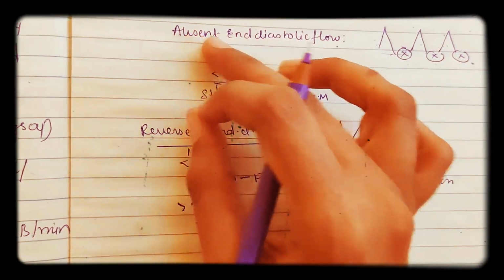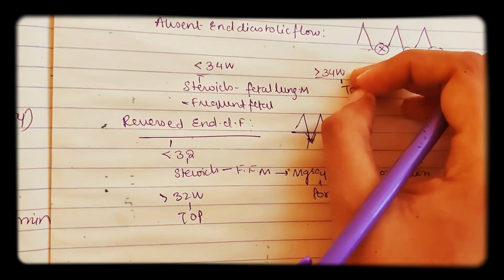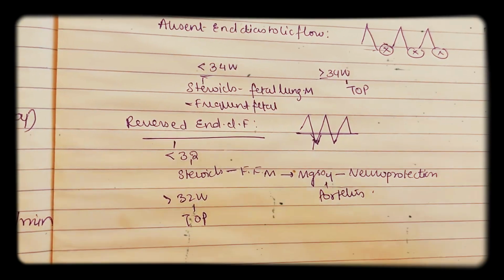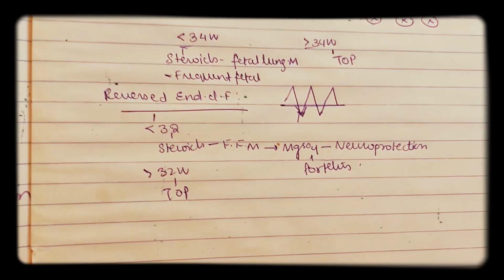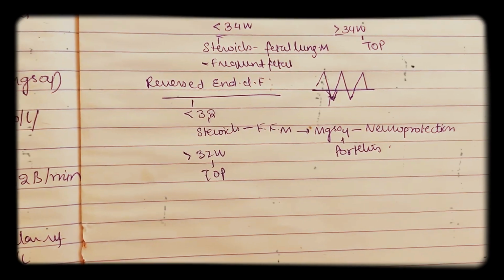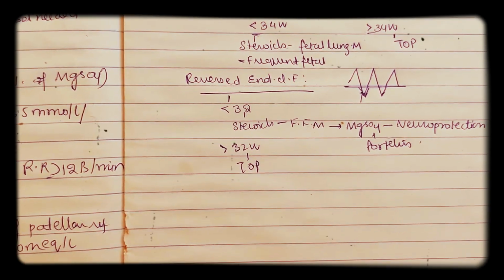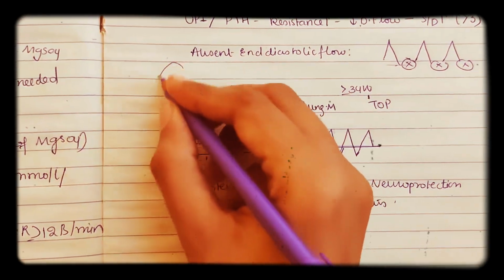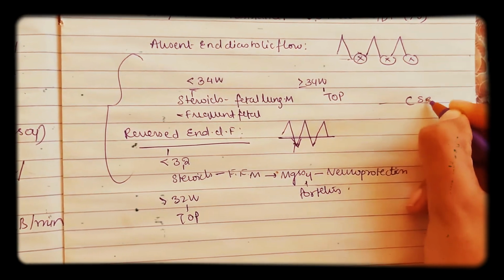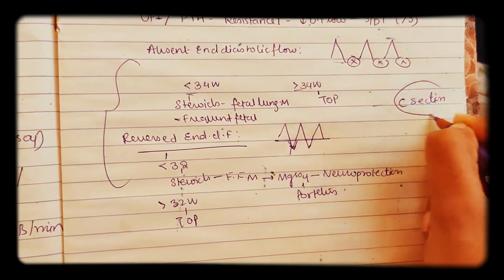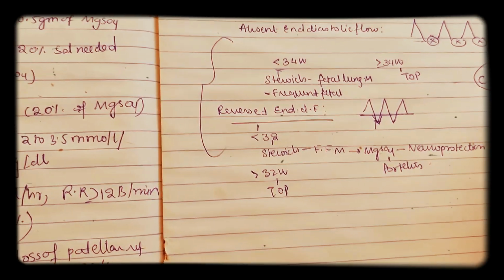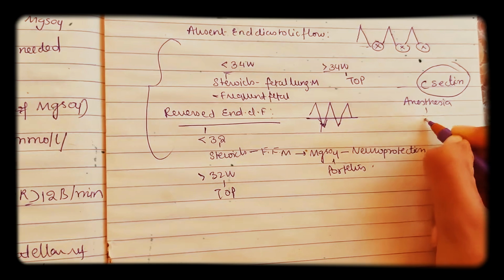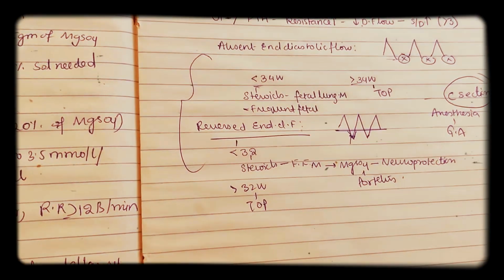So in the case of absent end diastolic flow greater than 34 weeks, you are doing termination of pregnancy. In the case of reverse end diastolic flow greater than 32 weeks, you are doing termination of pregnancy. So this is very important, which you need to see. Now coming to the mode of delivery in the patients with absent end diastolic flow or reverse end diastolic flow. In both cases we need to do only C-section, cesarean section. Okay, this will be the mode of delivery. And anesthesia which we use in both cases is general anesthesia. About this we already discussed in the previous videos.